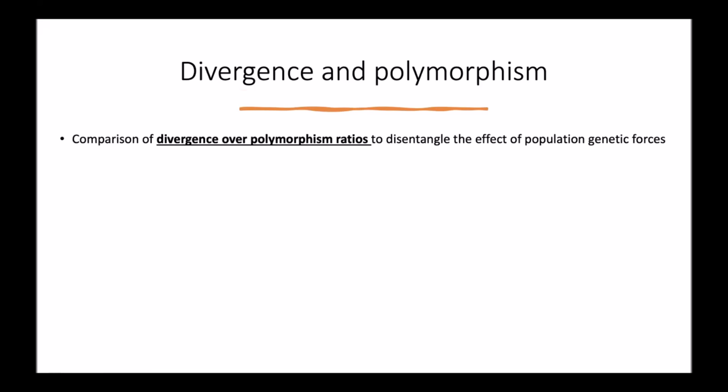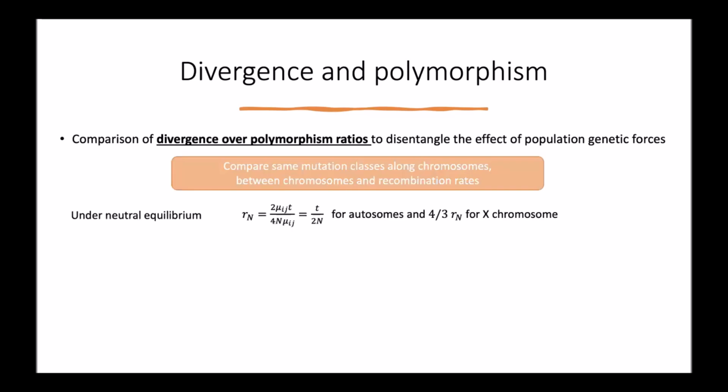I also estimated the divergence similarly for the 6 nucleotide classes, and I compared the divergence over polymorphism ratio to differentiate between some population genetic forces. How so? Let's look at the neutral equilibrium condition. The divergence over polymorphism ratio should be T over 2N for the autosome, and it should be 4 over 2/3 of the autosome for the X chromosome.